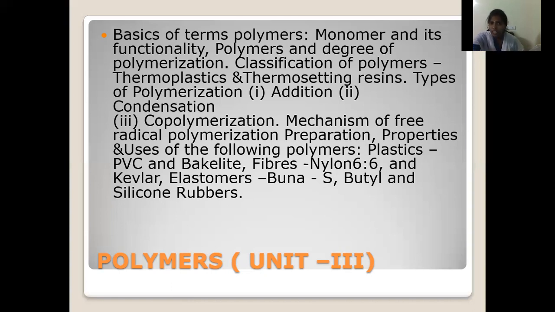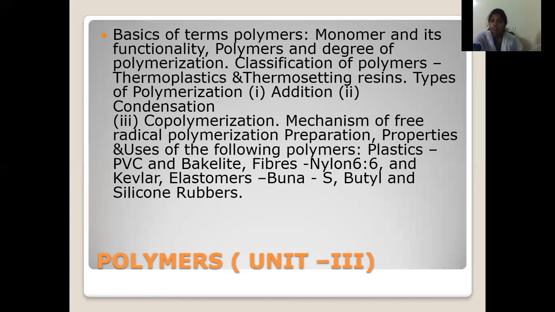We are having the classification of polymers. In classification, we are having thermoplastics, thermosettings, addition and condensation, copolymerization, and radical polymerization. These are the introductions in the polymer chemistry. And along with this, we are having basic definitions in the polymers, that is functionality, degree of polymerization, and what is monomer, what is polymer. Yes, these are the basic definitions, basic terminology in the polymer chemistry.